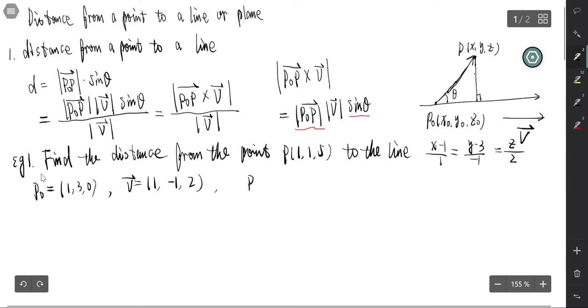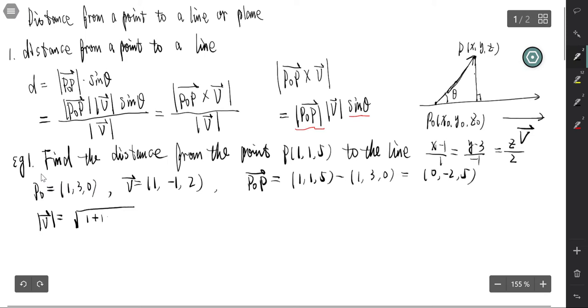So P naught P is 1, 1, 5 minus 1, 3, 0. That is 0, -2, and 5. And the length of V is square root of 1 + 1 + 4. That is square root of 6.